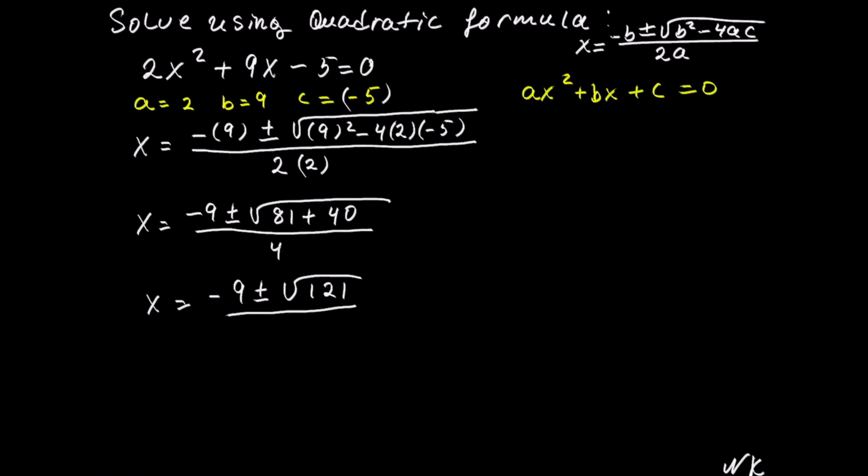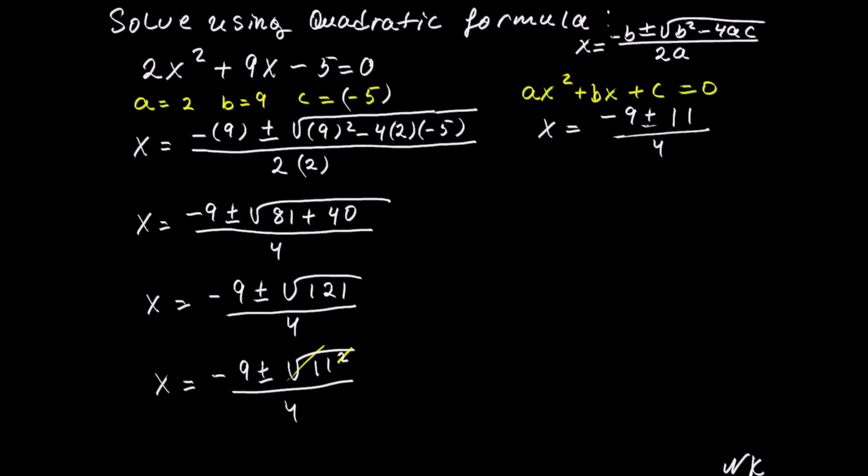121 out of 4. This gives us x is equal to -9 plus or minus square root of 121, which is 11 squared, out of 4. The square root and the second power will cancel, so we get x is equal to -9 plus or minus 11 out of 4. So from here we have two solutions for x.